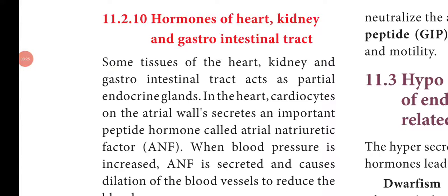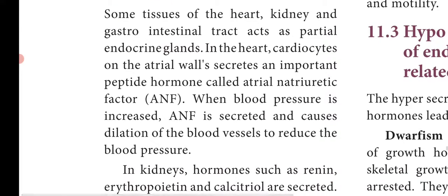Next we will see the hormones of heart, kidney and gastrointestinal tract. I already told you kidney, heart and gastrointestinal tract, that is the alimentary canal, act partially as an endocrine gland. Some tissues of the heart, kidney and the gastrointestinal tract act as partial endocrine glands. In the heart, the cardiocytes, that is the cells of the heart present on the atrial wall, secrete an important peptide hormone called as atrial natriuretic factor, that is ANF.